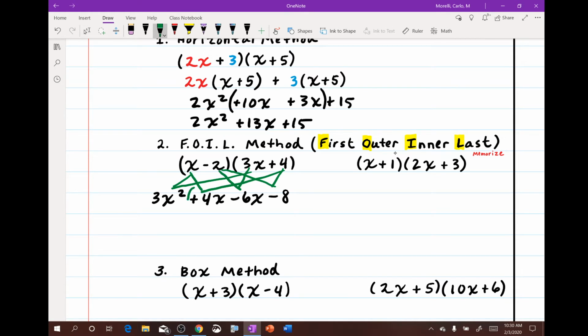Here's a little trick. Every time you do FOIL, these middle two terms are going to be alike. They're going to be like one another. You can combine them, okay? Every single time. So now we have 3x squared, and then 4x minus 6x. What's that? Negative 2x, thank you, Gracie, and then minus 8. So here's your, this is what's called the quadratic expression.